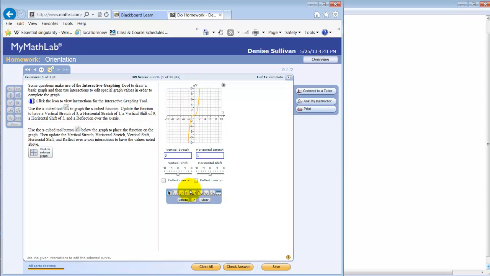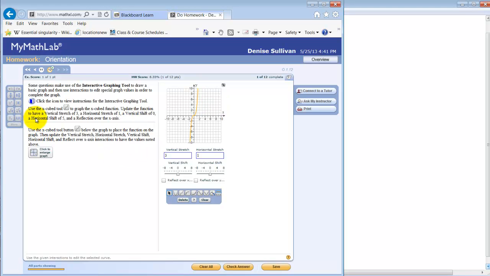If I wanted a shift of 2, I could move this over there, and you see how that graph didn't change shape, but it just moved up 2. But they're not asking for a vertical shift of 2. They're asking for no shift at all, which they're calling a shift of 0.